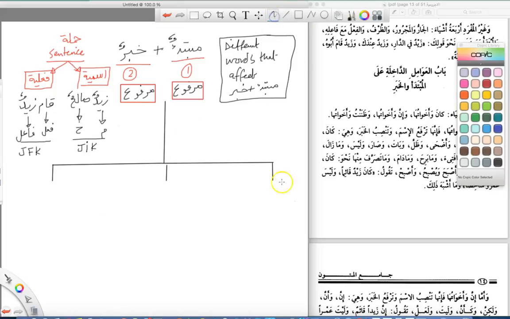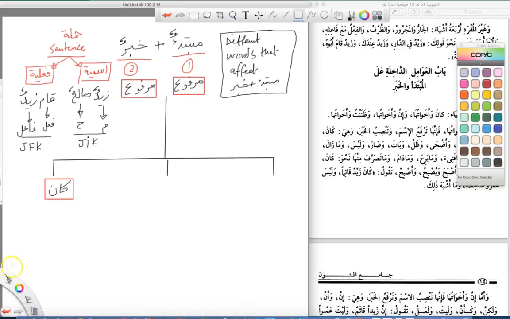So a word which has kana, a mubtada and a khabar that have kana at the beginning. You know kana, what you eat at night time? Kana. Only joking. So kana, it means was. Kana is was. So what kana basically does is this.